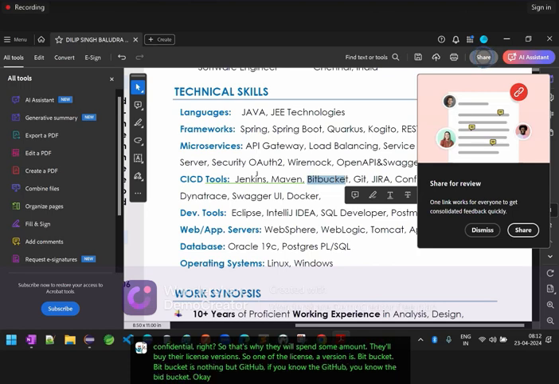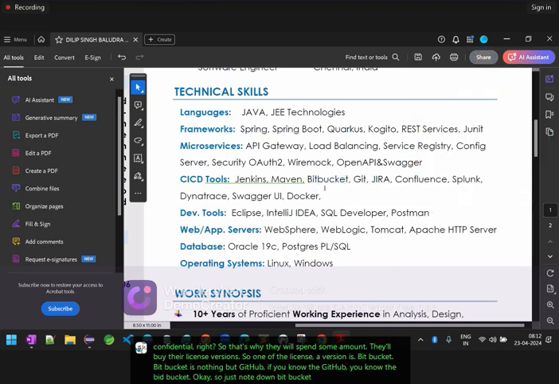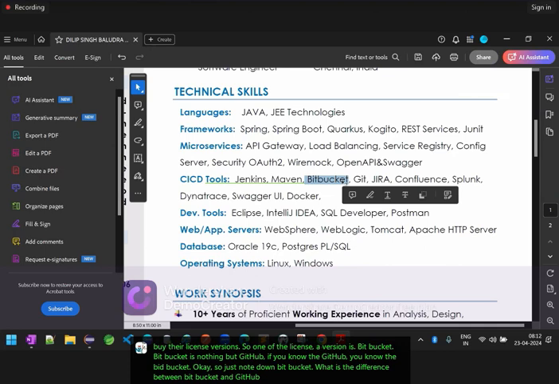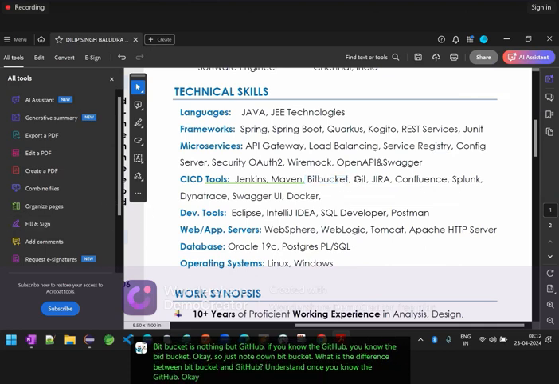So just note down Bitbucket. What is the difference between Bitbucket and GitHub? Understand, once you know GitHub, you will know it. Git is nothing but GitHub. Okay, so whatever it is.